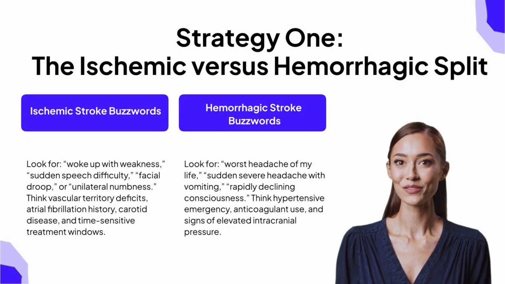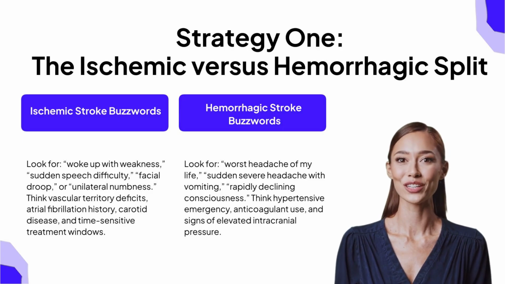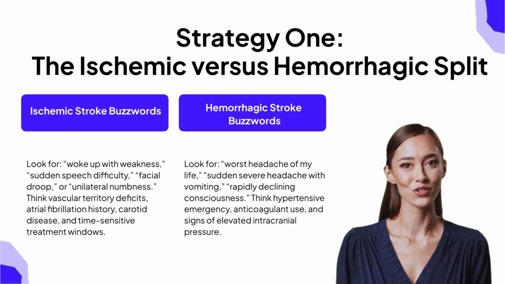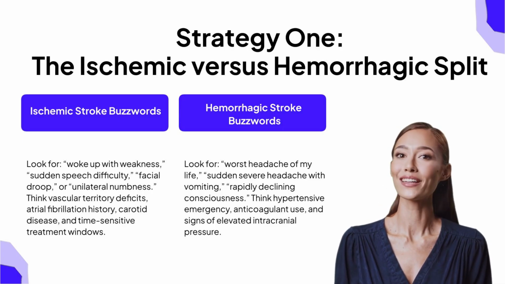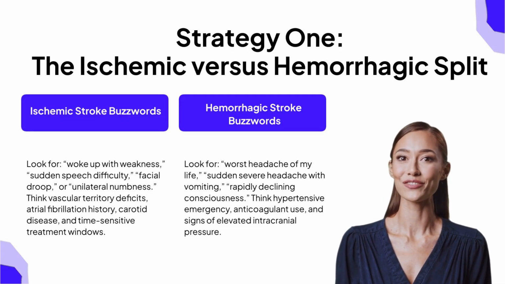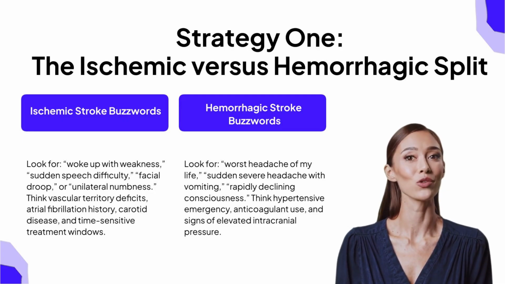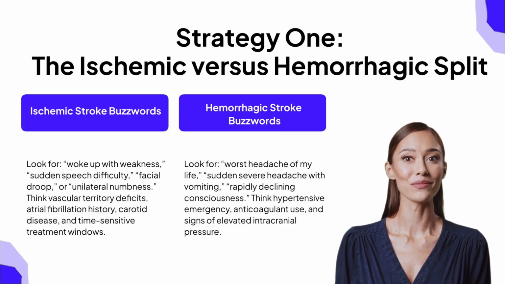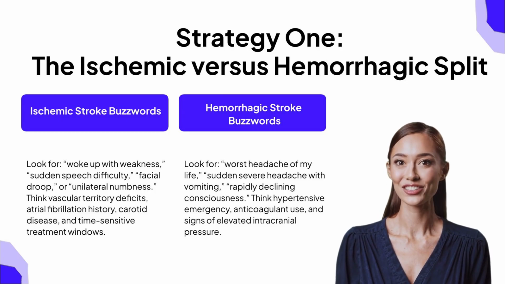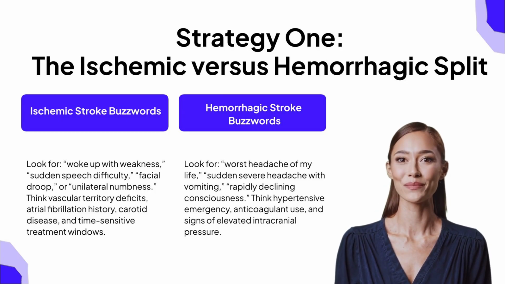This is the single most important split you need to make on a stroke question. Is it ischemic or hemorrhagic? For ischemic stroke, the stem will describe sudden focal neurological deficits like one-sided weakness, speech changes, or facial droop. You will often see risk factors like atrial fibrillation or carotid disease mentioned. For hemorrhagic stroke, the classic buzzword is "worst headache of my life." You will see vomiting, altered consciousness, and usually a history of uncontrolled high blood pressure.